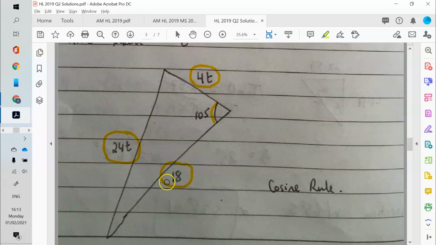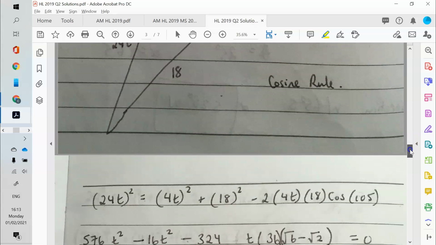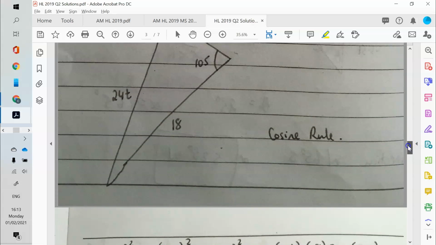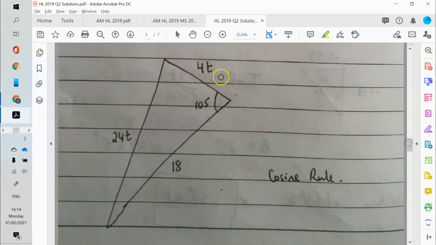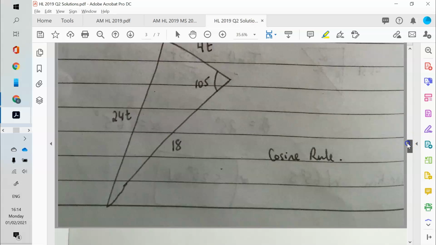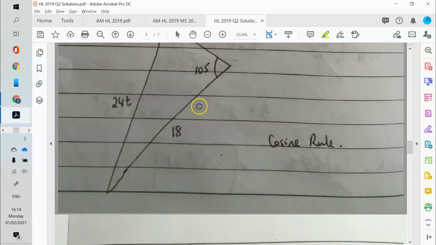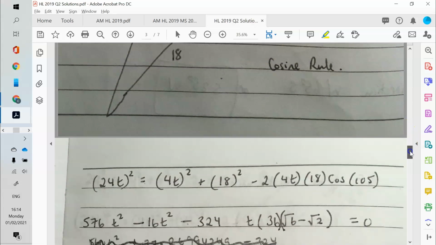We can solve this using the cosine rule, which is what I've done here, and then in a few minutes I'll also show you solving it using the sine rule. So using the cosine rule, A is going to be opposite our angle A. So we'll have A squared is your 24T squared. And then we need that to equal the other two sides squared added together, so 4T squared plus 18 squared, and deduct from that twice the product of the sides by the cosine of the angle. So twice the 4T by the 18 by the cosine of 105.